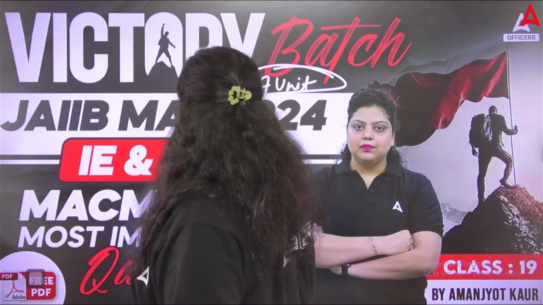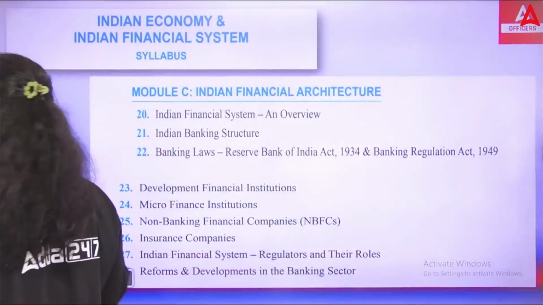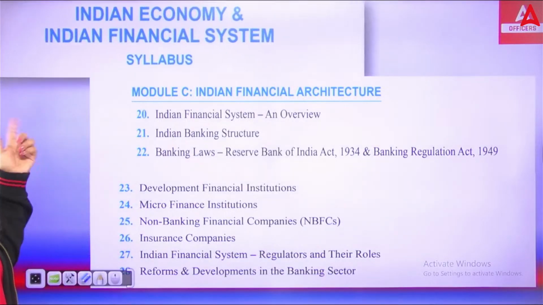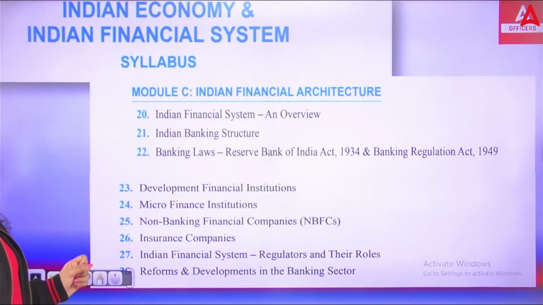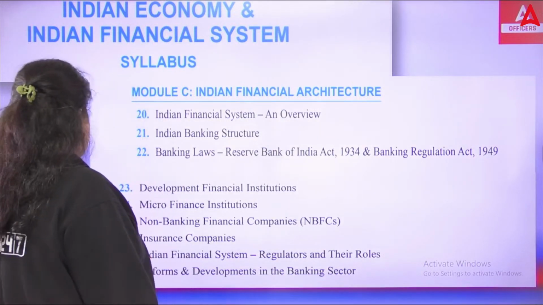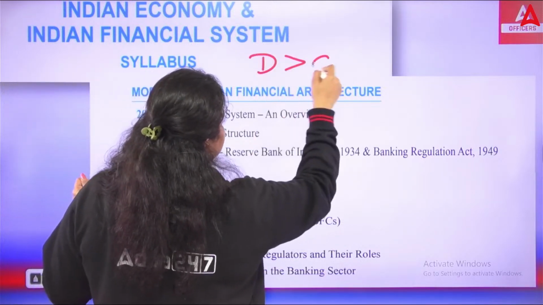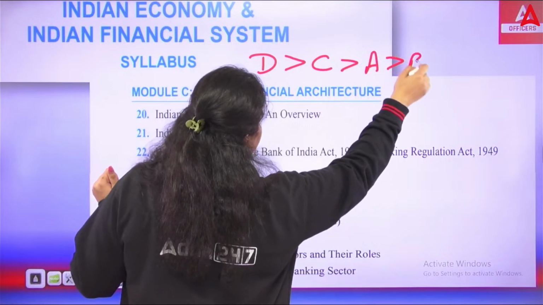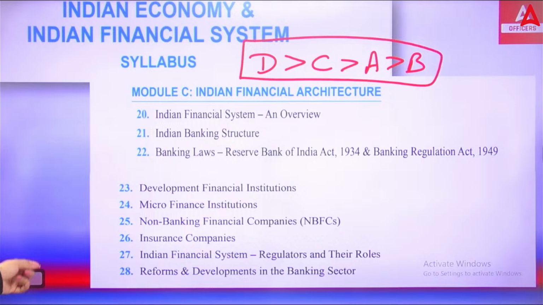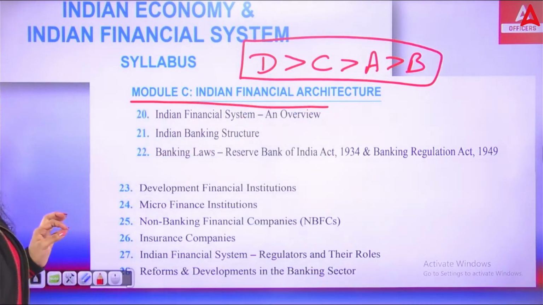Now today it is the 19th class, and in this class I will be starting your module C: Indian economy, Indian financial system. Now after D we are going for the C module. Do remember the weightage: more weightage is with D, then C, then A and B. In the same way, we will be covering our sessions. Today is the first class of module C, that is Indian Financial Architecture.